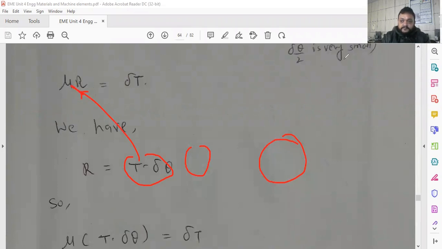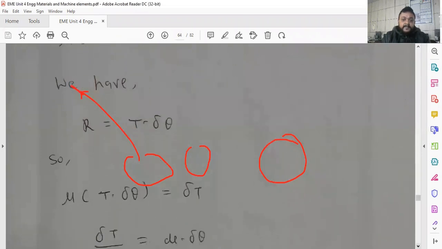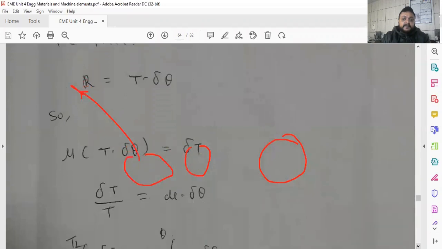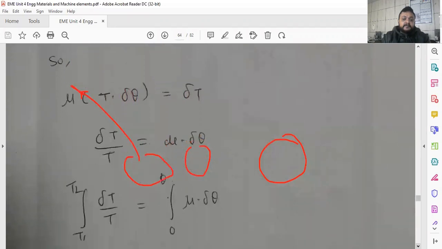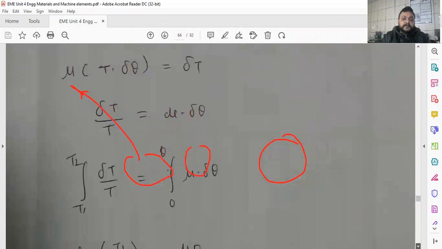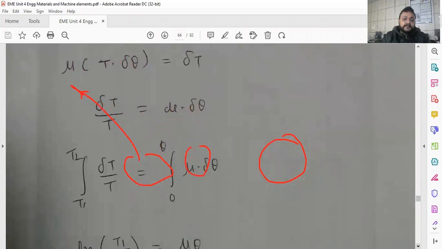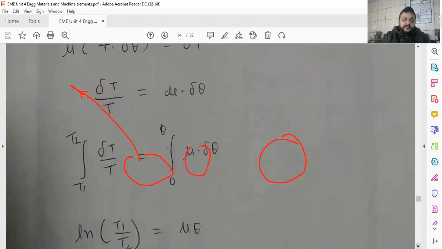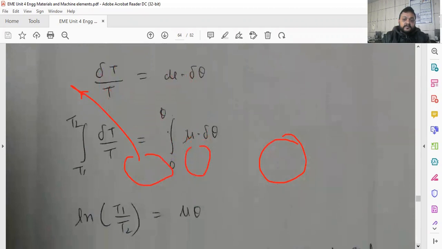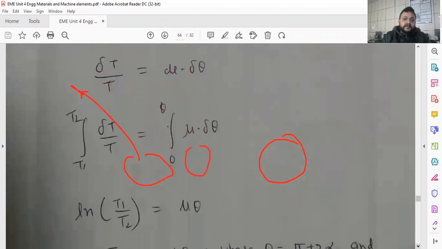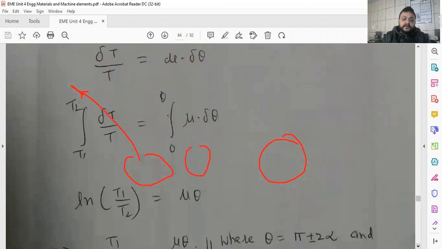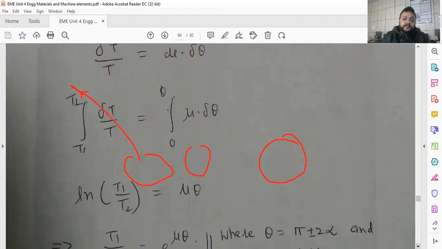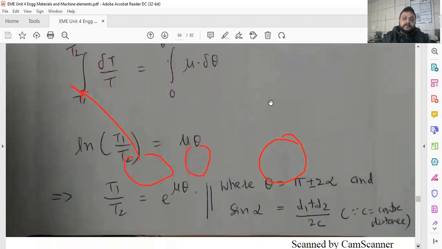Very simple mathematics is there. Then, rearranging the terms, delta T by T is equal to mu delta theta. So integrating delta T by T from T1 to T2, our tension is from T1 on the right side to T2 on the left side, with the integration of mu delta theta. Integrating will be converted into ln. So ln T1 by T2 is equal to mu theta, so T1 by T2 is equal to e raised to mu theta.